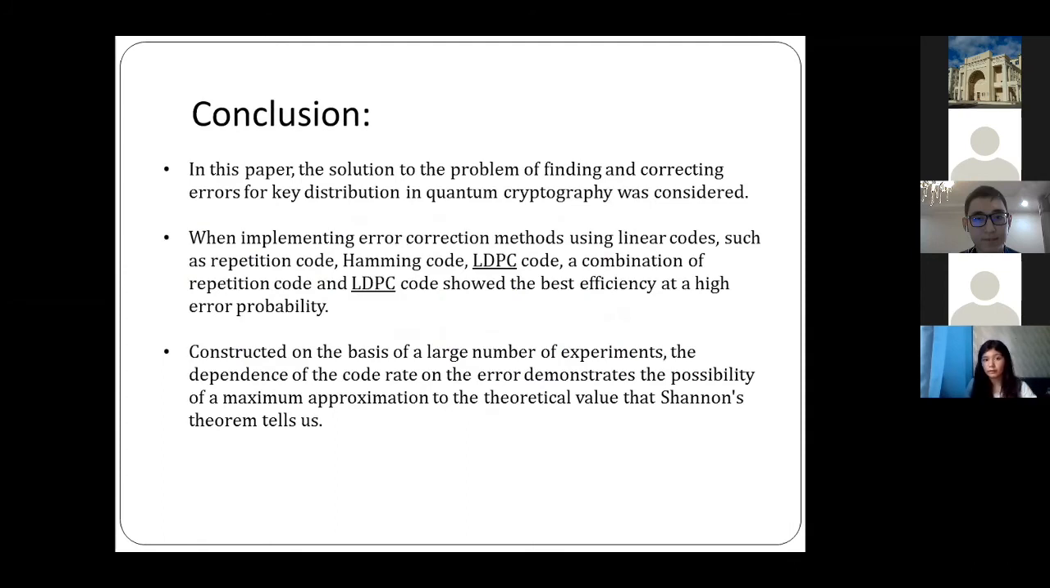And in this paper, the problem of finding and correcting errors for key distribution in quantum cryptography was considered. When implementing error correction methods using linear codes such as repetition code, Hamming code, and LDPC code, a combination of repetition code and LDPC showed the best efficiency at a high error probability. And the dependence of the code rate on the error, constructed on the basis of a large number of experiments, demonstrates the possibility of a maximum approximation to the theoretical value that Shannon's theorem tells us.